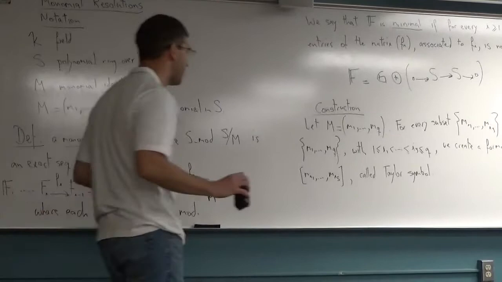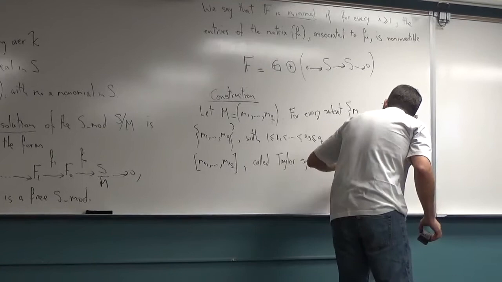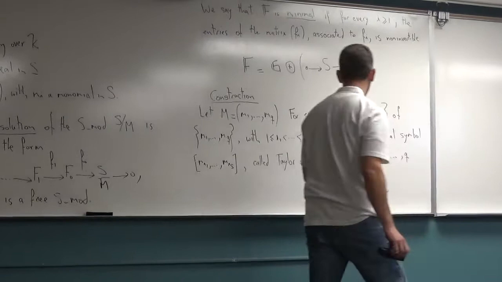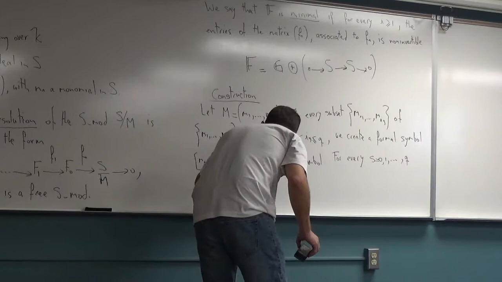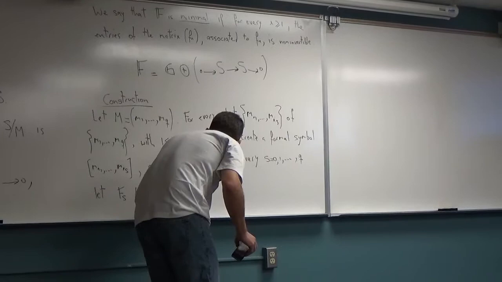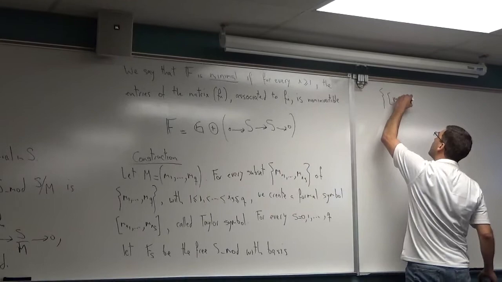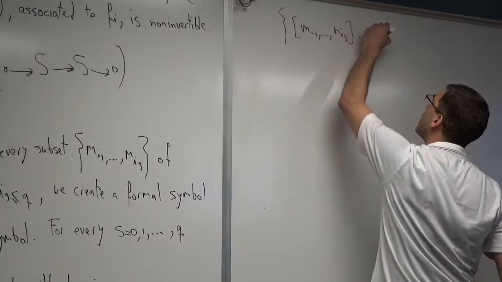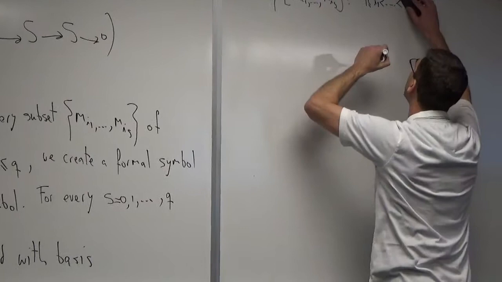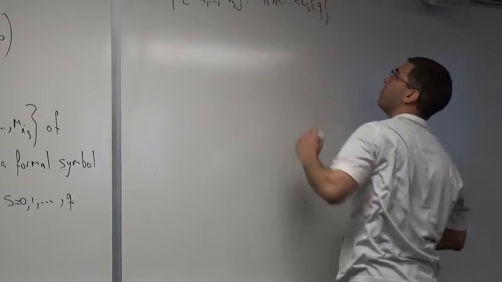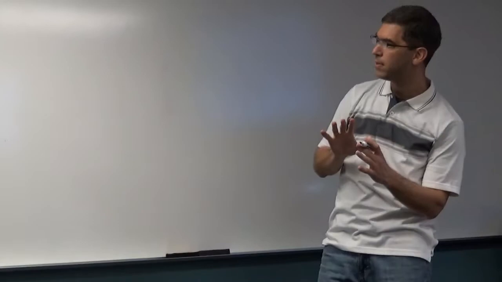So for every s between 0 and q, let F_s be the free S-module with basis the set of Taylor symbols [M_{i1}, ..., M_{is}], where these are the Taylor symbols associated to subsets of the minimal generating set of cardinality s.